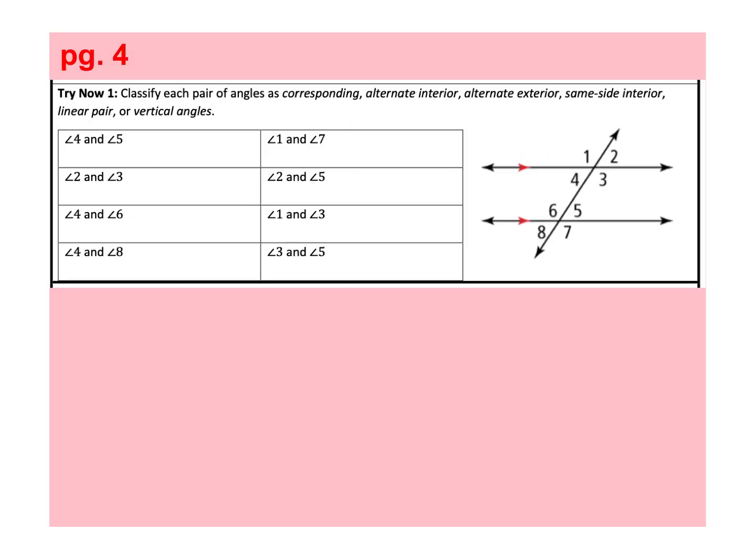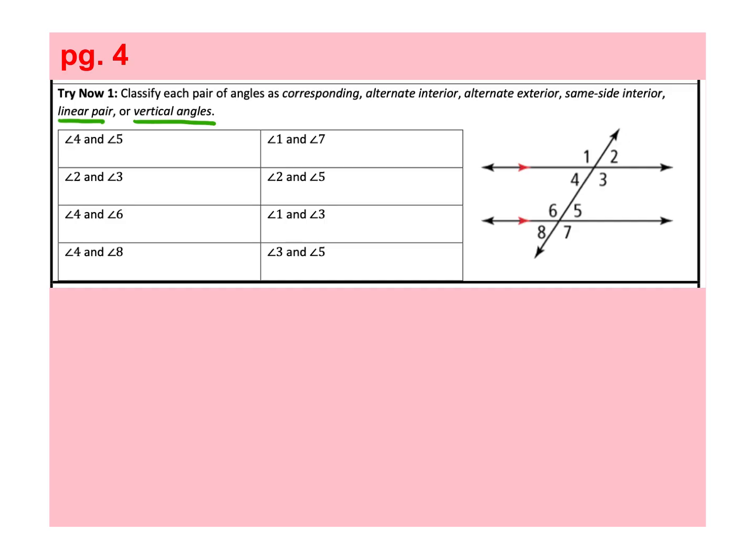Here's a try now for you to practice identifying pairs of angles, and a word bank is provided. We have corresponding, alternate interior, alternate exterior, same side interior, linear pairs, or vertical angles. The last two there are review from our first unit.